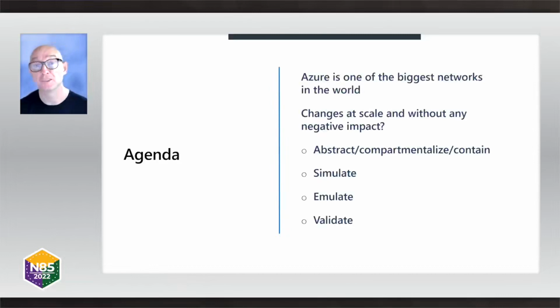So the agenda for today's talk is really to show you how large Azure really is, so you understand the problem with the scale, and guide you through the change procedure. How do we do changes at scale and without really any negative impact? Obviously, there's always problems and unexpected consequences, but normally we perform thousands of changes a day without any negative impact. And we will go through different stages and how we achieve this state. So number one is obviously you need to abstract and contain the change, so a change in one place doesn't affect another one. I'll show you how we simulate, emulate, and at the end, obviously, validate what we've done.